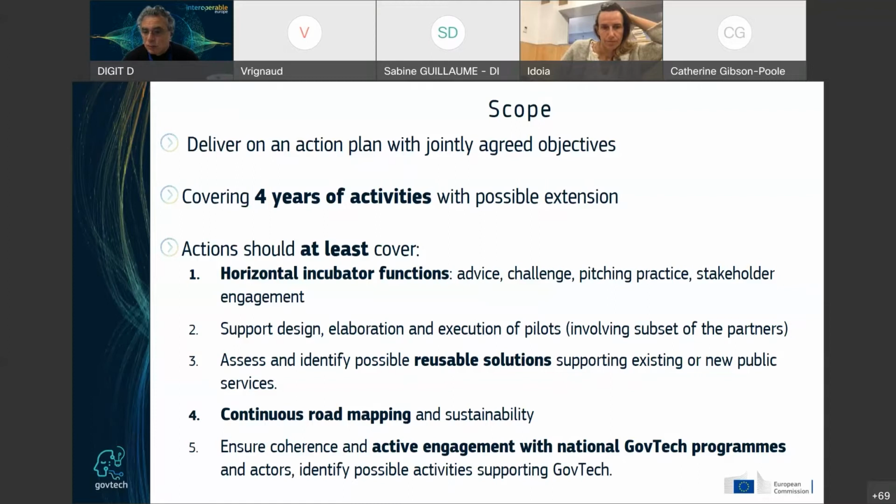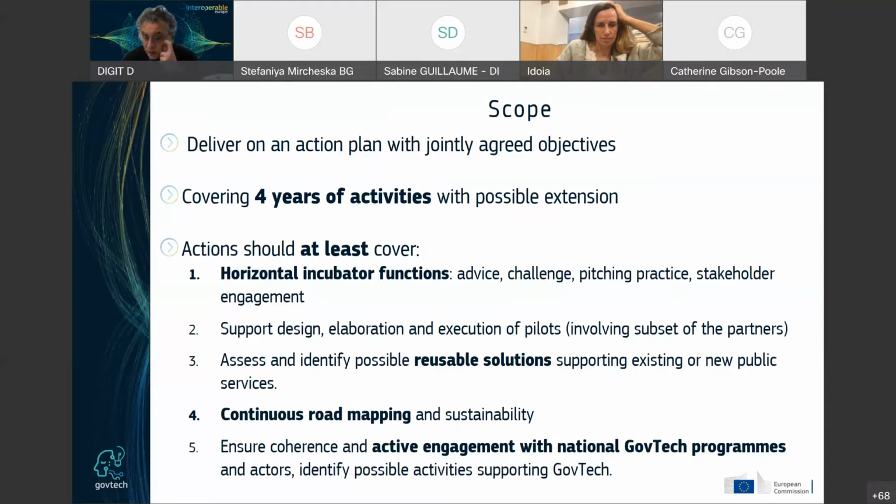So it's to develop horizontal incubator functions such as advice, challenge, design, pitching exercise, engagement with stakeholders, etc. To support as well the design, the elaboration, and execution of the pilot using the digital technologies. Of course, the pilot must not involve the complete consortium, but only part of them, as it is easier to execute the pilot and extend it after.